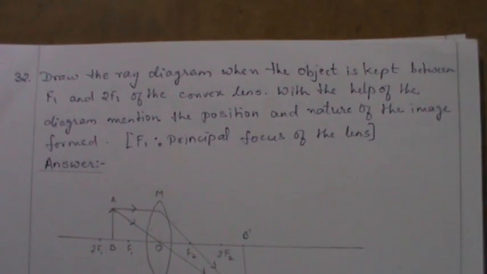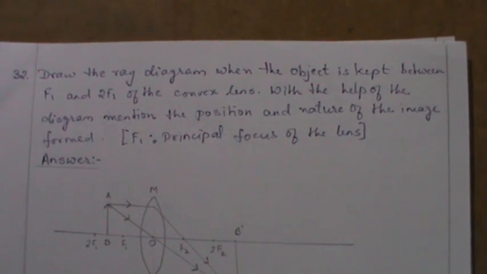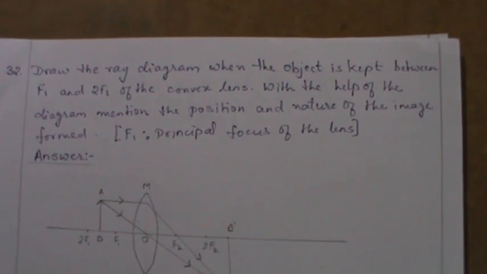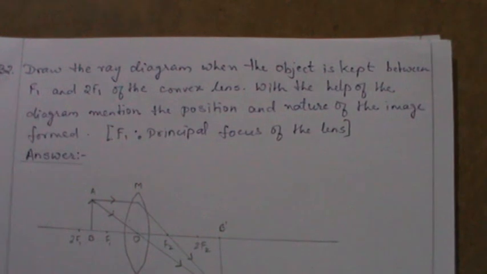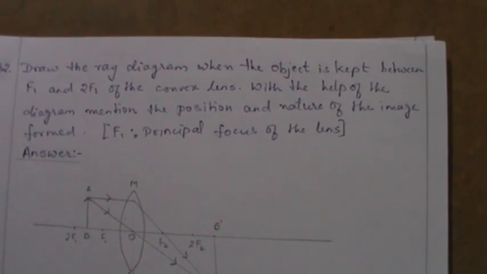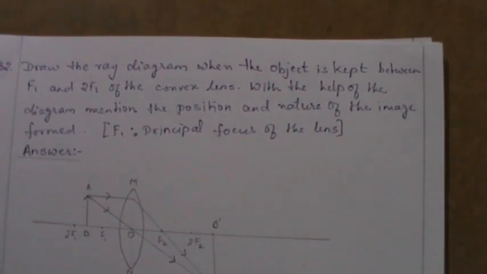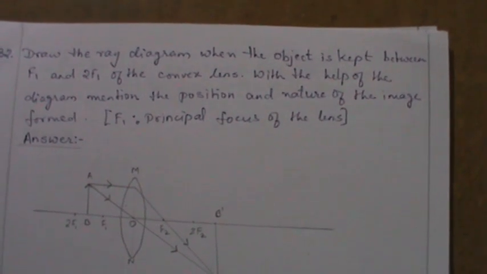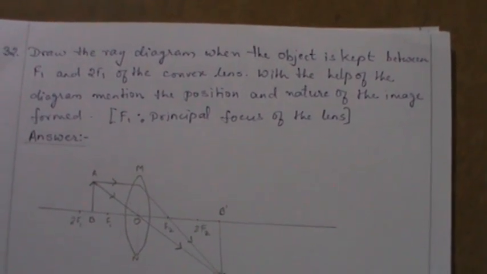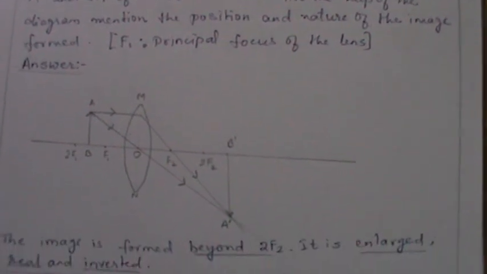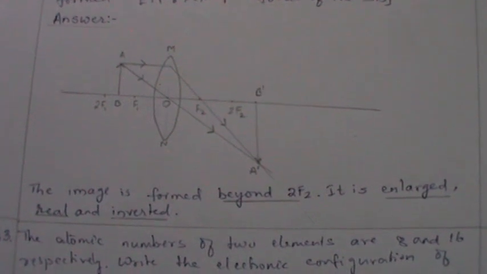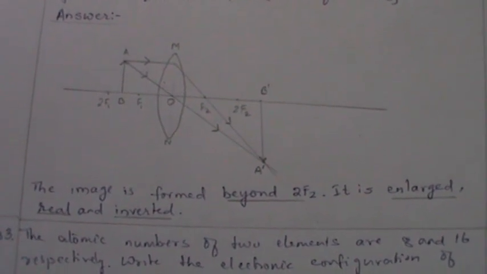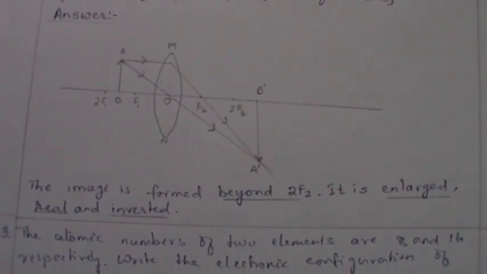Question number 32. Draw a ray diagram when the object is kept between F1 and 2F1 of the convex lens. With the help of the diagram, mention the position and nature of the image formed. F1 is the principal focus of the lens. Answer. The image is formed beyond 2F2. It is enlarged, real and inverted.